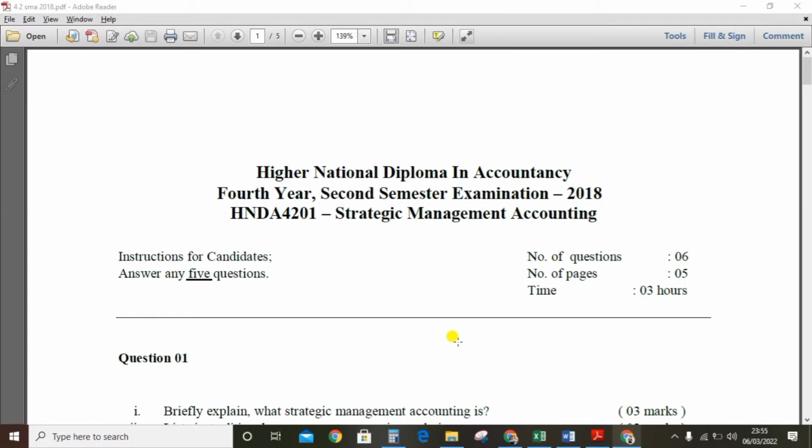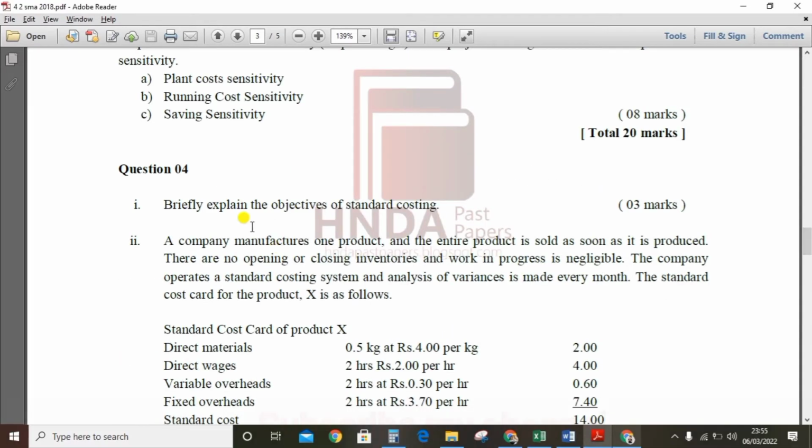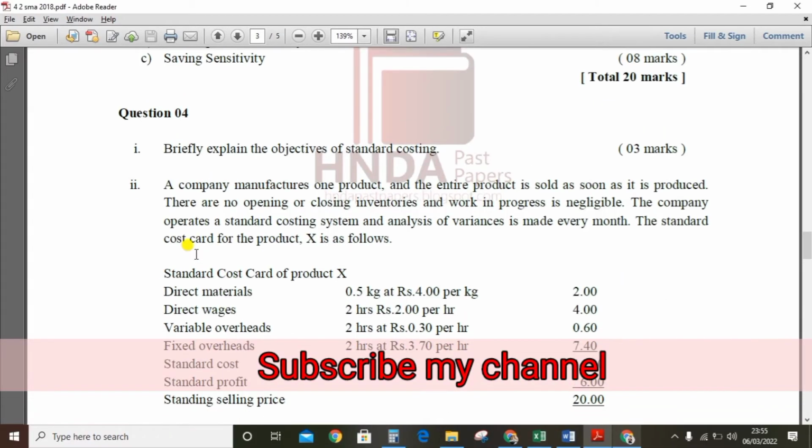Guys, I am going to discuss how to prepare the operating statement based on the variance. The question is from the HNDA 4th year 2nd semester 2018 past paper, question number 4, the second part.